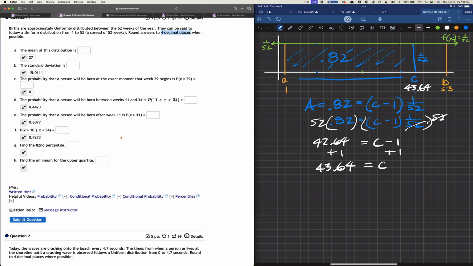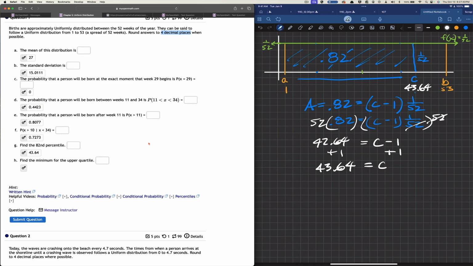82% of births happen before week 43.64, before week 43 and a half or 44, however you want to say it, of the year. Okay? So 82% of the births happen before week 44. But this answer will be 0.4364. Oh, no, I'm sorry. It'll be 43.64 because it's a number, not a percentage.